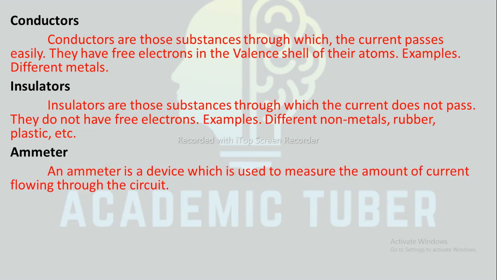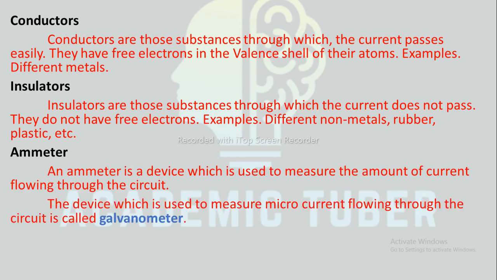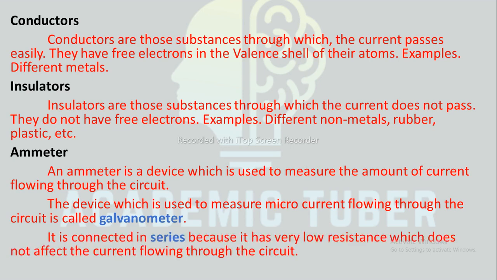Next one is ammeter. An ammeter is a device which is used to measure the amount of current flowing through the circuit. And the device which is used to measure microcurrent flowing through the circuit is called a galvanometer. It is connected in series because it has a very low resistance, which does not affect the current flowing through the circuit.